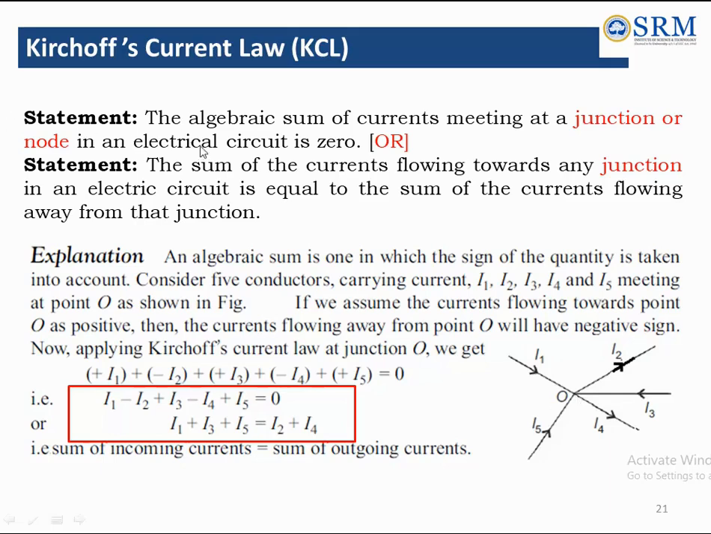Or you can say in the other way, the sum of currents flowing towards any junction in a circuit is equal to the sum of currents flowing away from that junction. Or in simple words, the sum of incoming currents is equal to the sum of outgoing currents. What are the incoming currents? I1, I3 and I5 are incoming. I2 and I4 are the outgoing currents. So we can state it in either way.